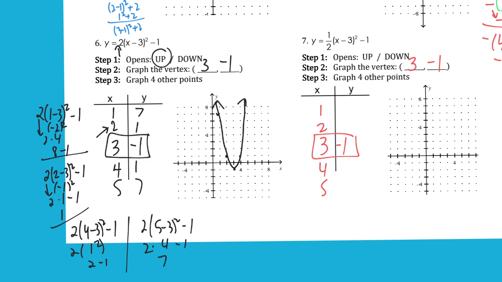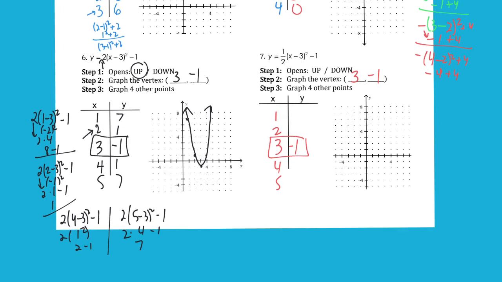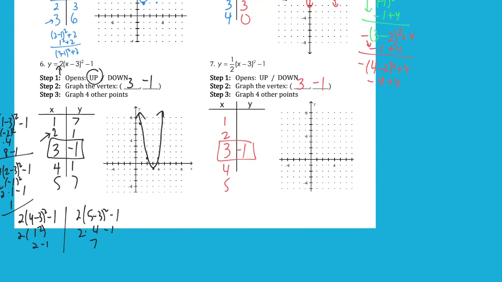Okay, let's make some space. Let me sketch this over. Okay, here we go. I'm going to plug in 1. So let's do a half. And let's plug in 1 minus 3 squared, and then subtract 1. 1 minus 3 is going to be negative 2. Negative 2 squared is going to be 4. Half of 4 is going to be 2. And 2 minus 1 is going to give us 1.